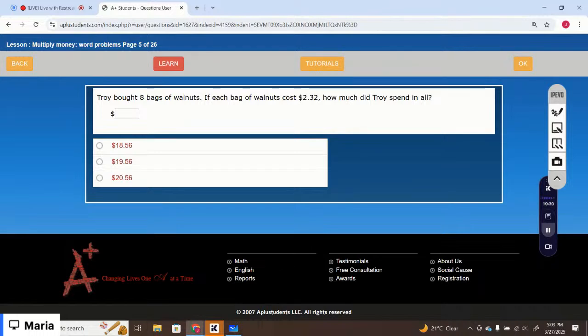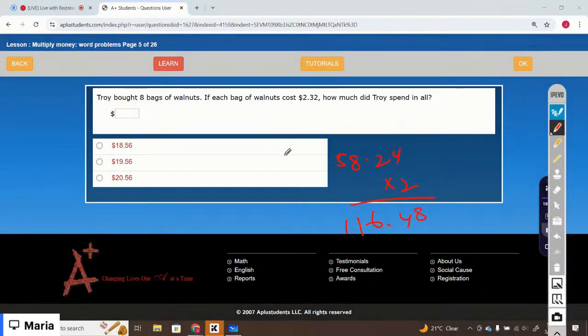Troy bought 8 bags of walnuts. If each bag of walnuts cost $2.32, how much did Troy spend in all? 2.32 times 8. 8 times 2 is 16. 8 times 3 is 24, and 25. 8 times 2 is 16, 17, 18. That is 18.56.